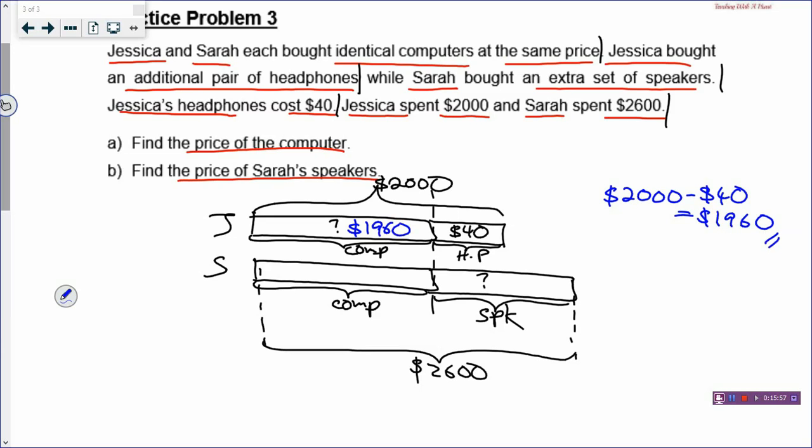All right, and then you can see that Sarah also bought the same computer, which is also 1,960. So now can you find the speaker? So you take 2,600 and you minus 1,960. That will give you the price of the speaker. So 2,600 minus 1,960, and you will get $640, which is the price of the speaker.